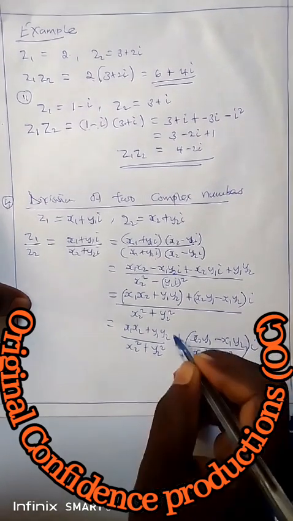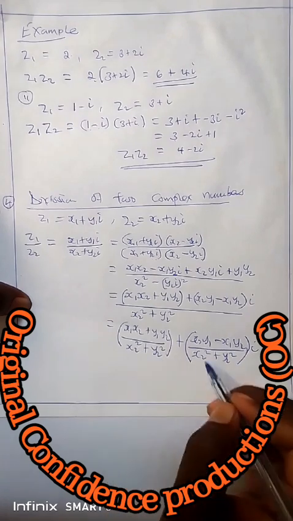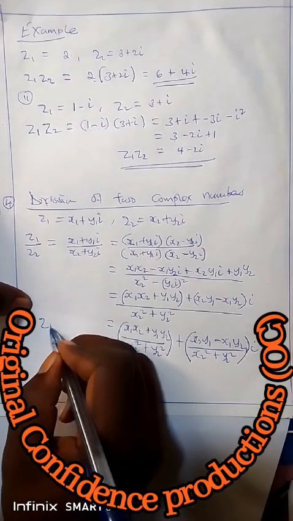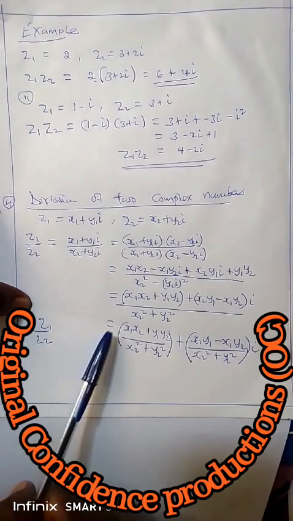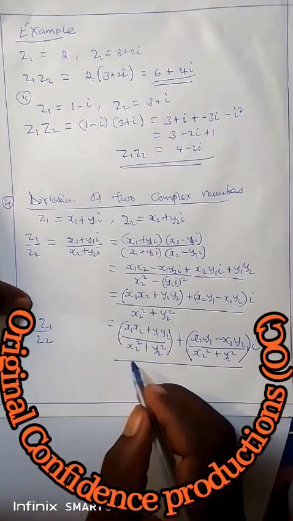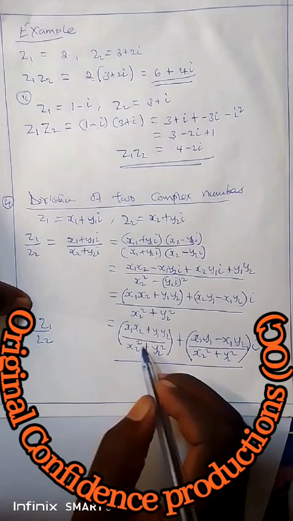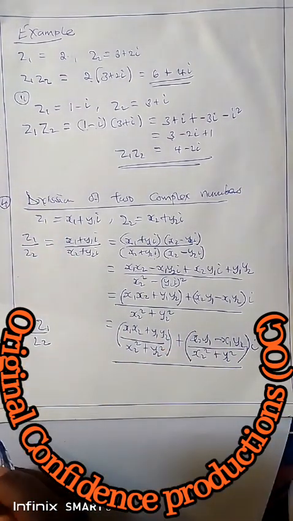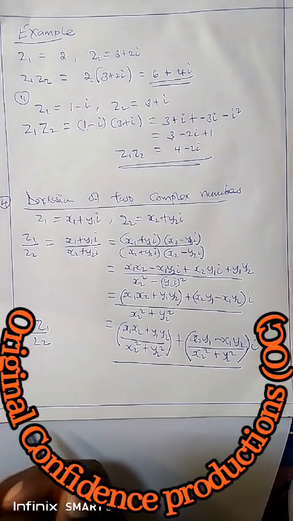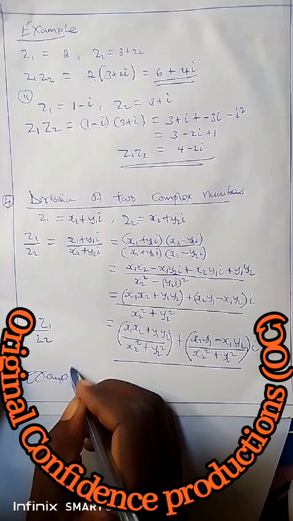So when you look at this part and this one, this is real because it doesn't have i, and this is imaginary. It has come as a result of dividing two complex numbers. Therefore, if you add two complex numbers, the resultant answer will also be a complex number with the real part and the imaginary part. That's what we are saying. So any operation should give you that. We want to look at an example in this case.